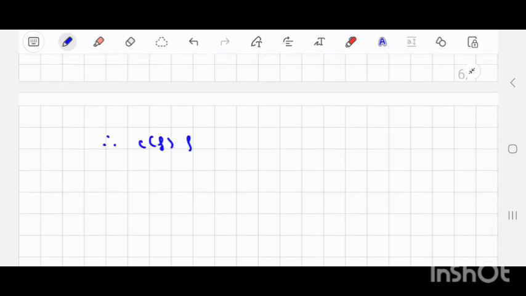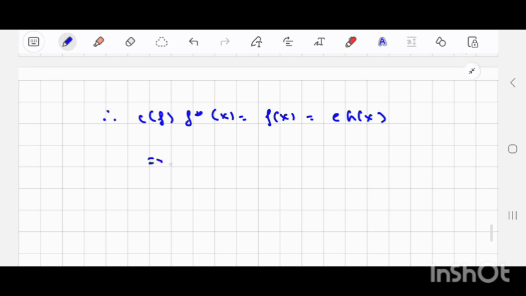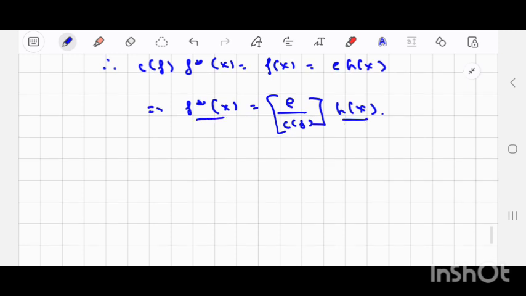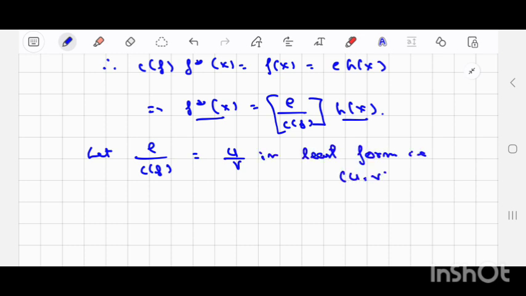I have the content of f times f star of x equals f of x equals e times h of x. In other words, I have f star of x as e by the content of f times h of x, right? This is what I have. Now what do we know? Now I know that this is primitive and this is primitive. Let e by the content of f be equal to u by v in least form, that is u and v have GCD 1. I can do this.